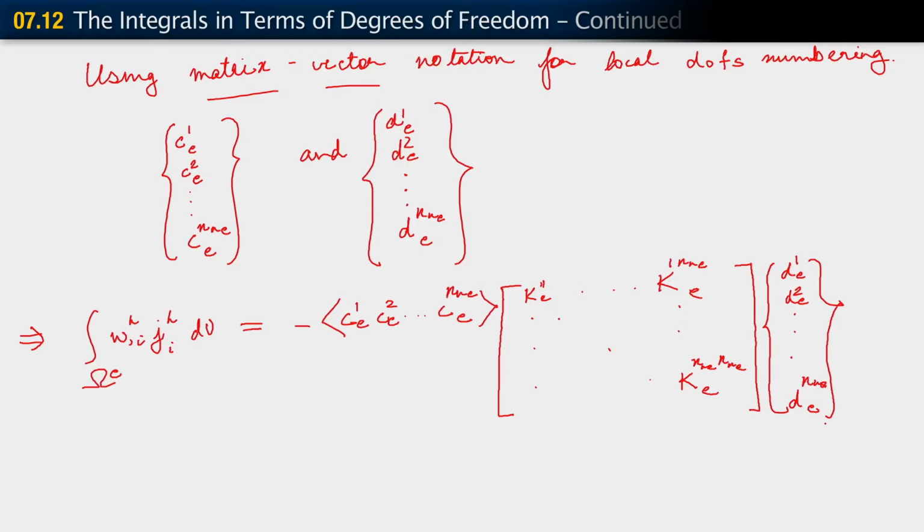Okay, right? And for even further brevity, we could write this as minus CE, right? Where CE, or CE transpose, is that row vector, right? This is KE, right? KE is the matrix, DE. Okay?